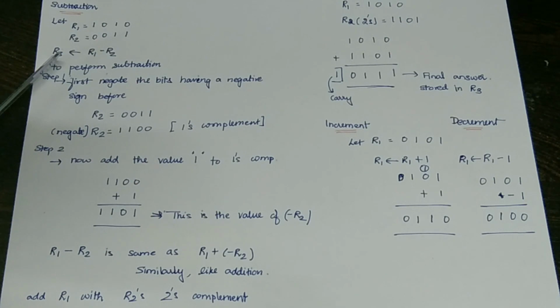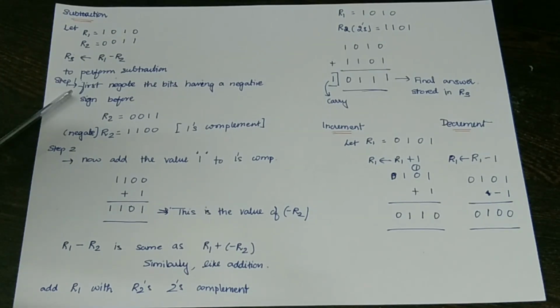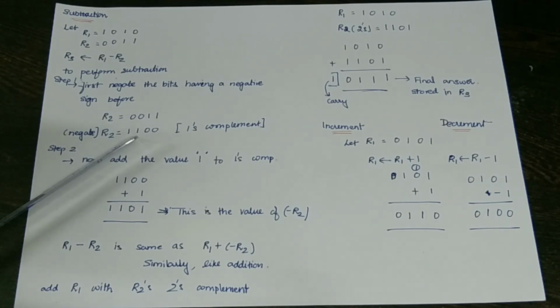Now let us understand how subtraction of binary bits is done. The first step is we have to negate the digits having the negative sign before the register. Negation is nothing but 1's complement, where zeros are converted to 1 and 1s are converted to 0. Now we have to convert the 1's complement to 2's complement by adding 1.